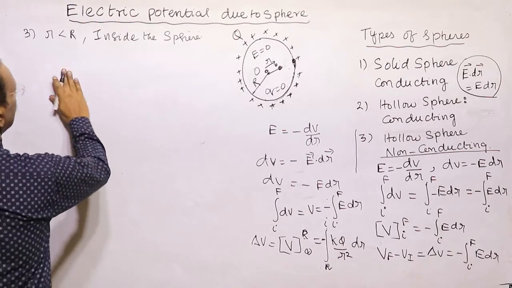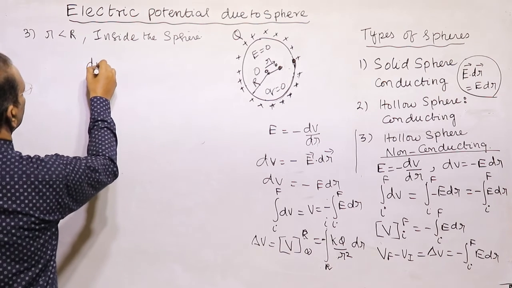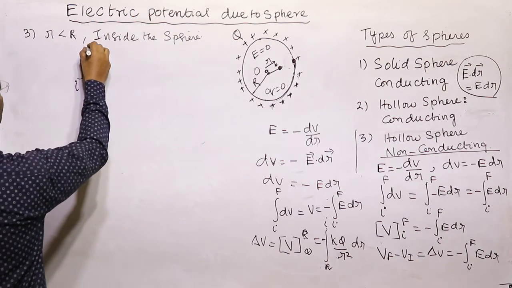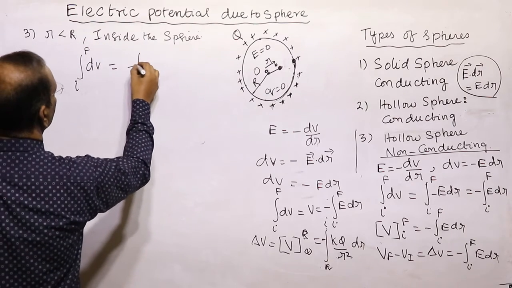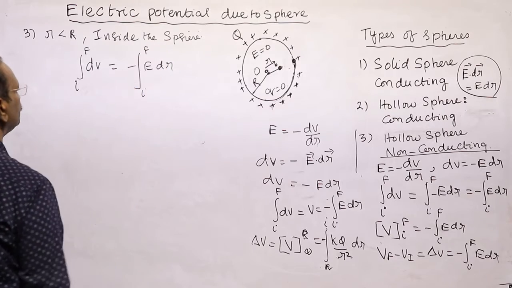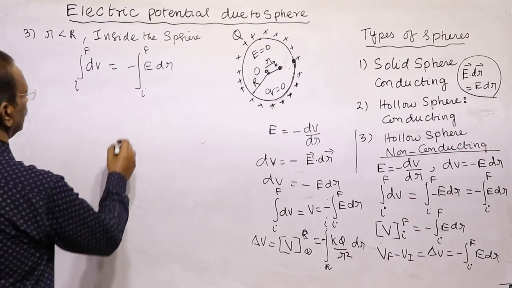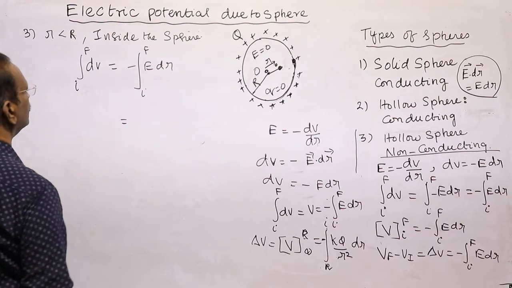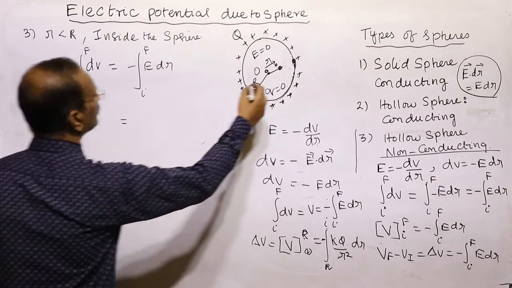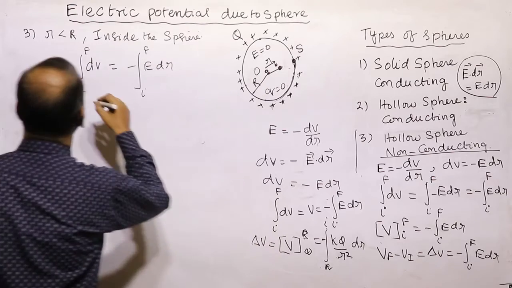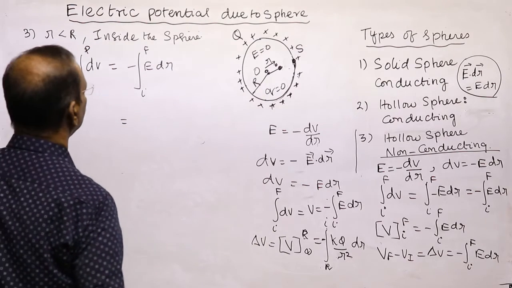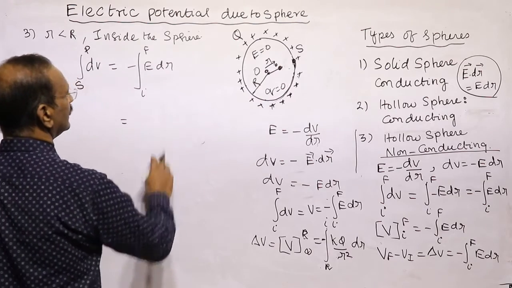So the integral of dV from initial to final is equal to the integral of minus E into dr from initial to final. What is initial to final? Electric field at this point, initial. How will the limit change? We are bringing it from the surface, we call it S, from S to P. Same thing, the electric field is inside. See, what is the electric field inside?